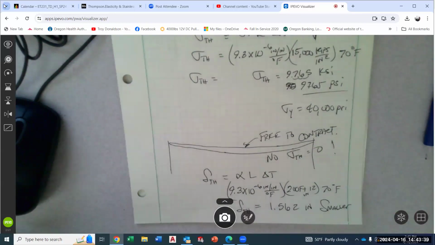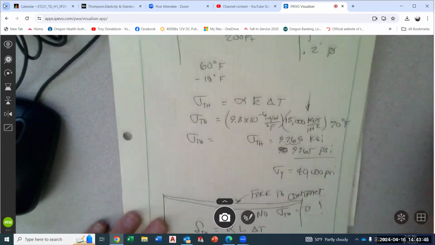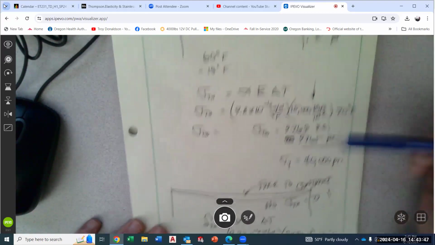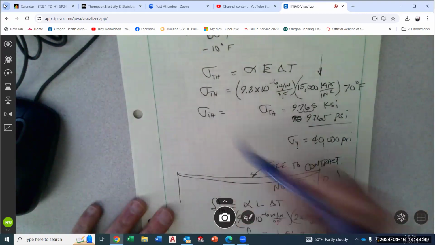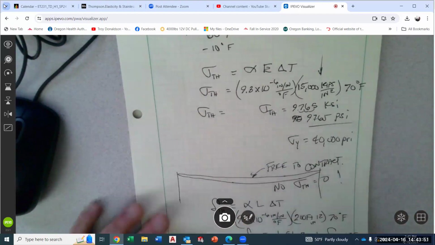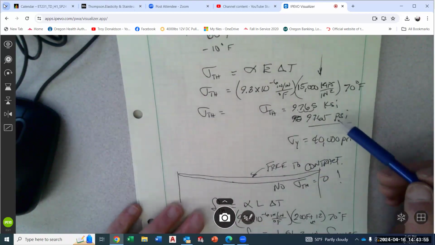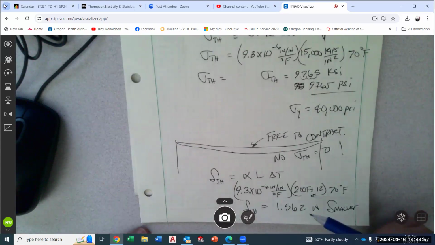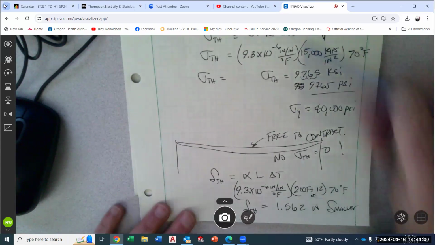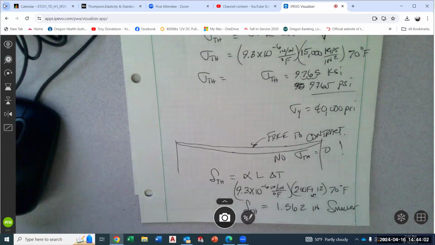All right, so that's it. Thermal's pretty easy, just these two equations, and you have to determine like, hey, it's free to expand, so we don't have any stresses, or hey, it's not free to expand, we can calculate thermal stresses. Either one. Equations are very similar, not too difficult, just keep your units straight.